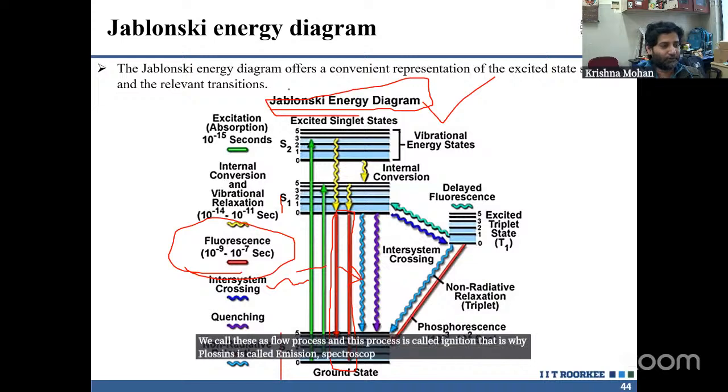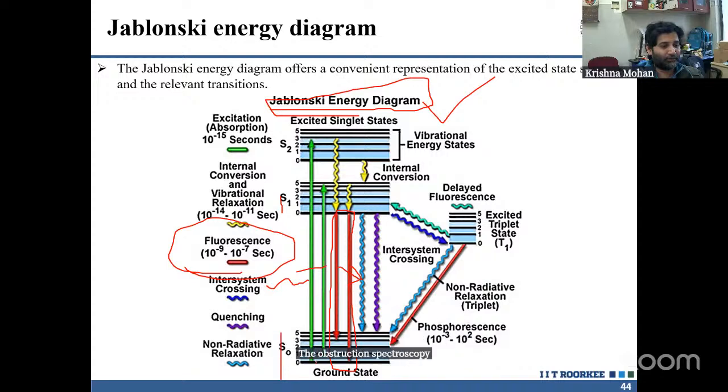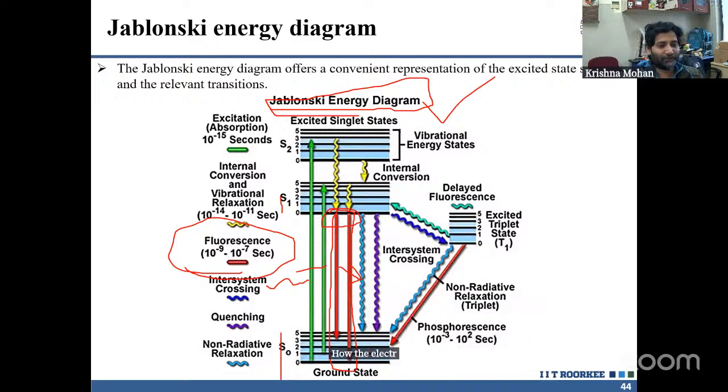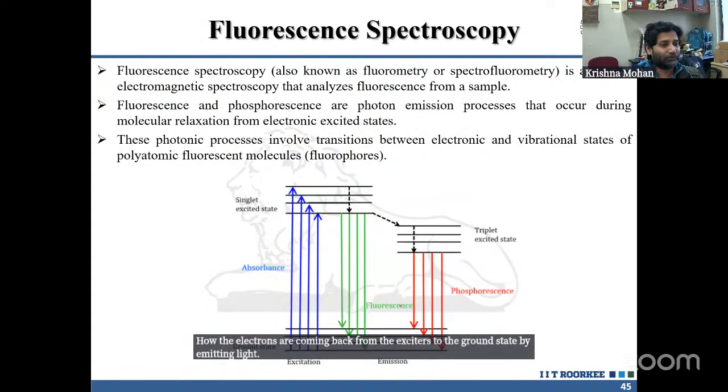So one is absorption spectroscopy or excitation spectroscopy. The other one is emission spectroscopy. The absorption spectroscopy talks about the ground state. The emission spectroscopy talks about your excited state, how the electrons are coming back from the excited to the ground state by emitting light.